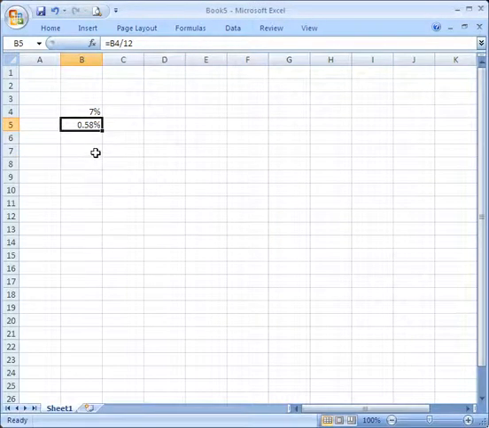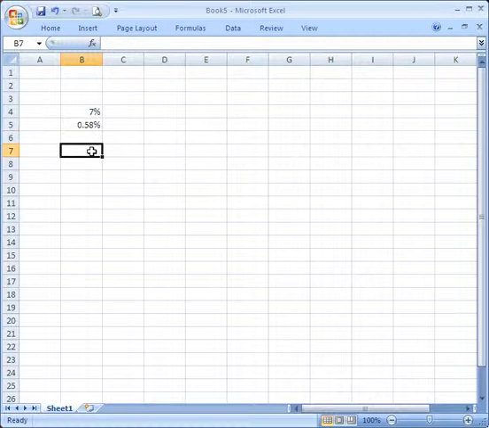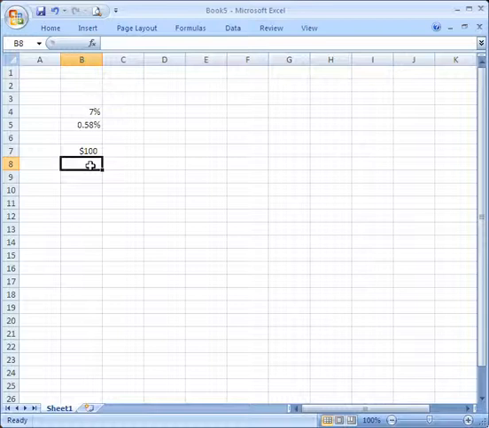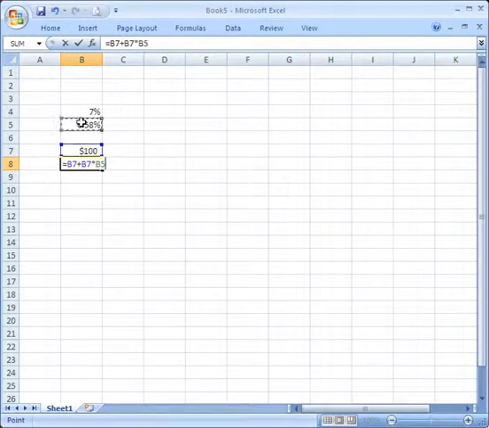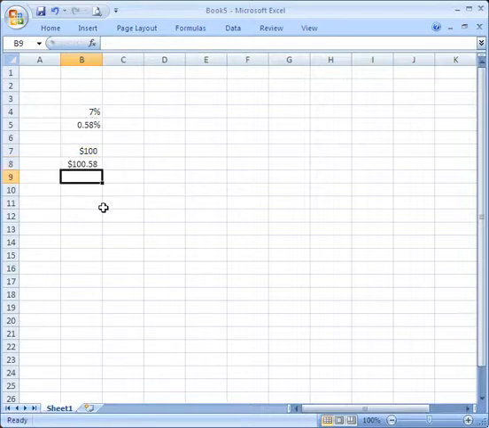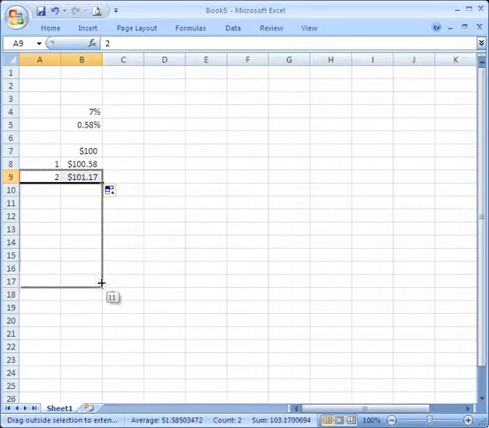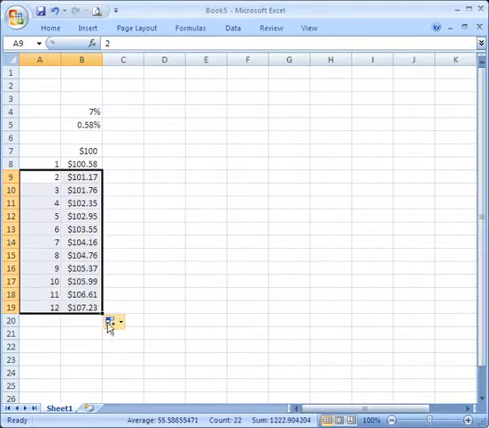What happens when we apply this monthly rate to a nice round number, $100, over the course of a year? Each month, the $100 is increased by the monthly percentage, and over the course of 12 months, it rises to $107.23.